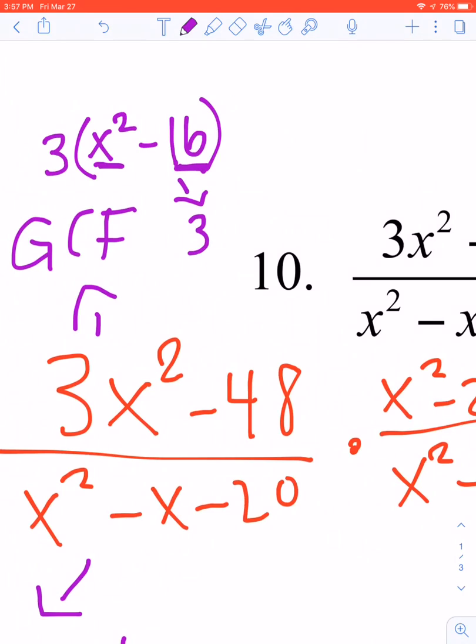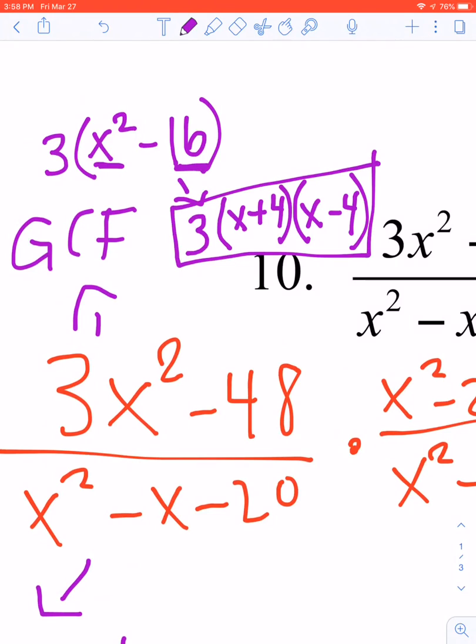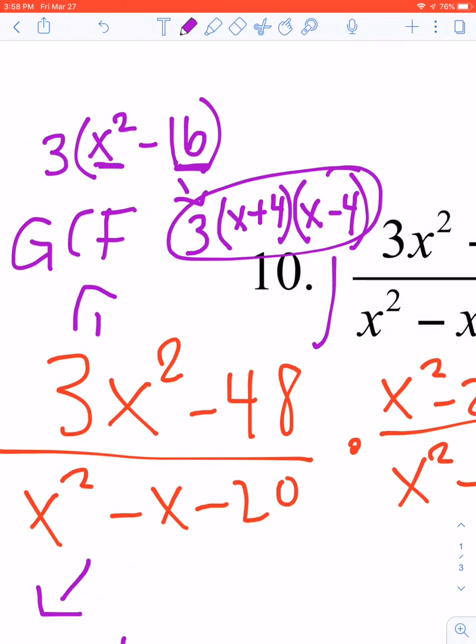So we have our 3 out here, don't forget our 3, and we have something that we can break this up into. X squared, the square root of x squared is x, and we need an x plus something and an x minus something, and it is going to be the square root of 16, which is 4. Okay, so make sure you remember to do that. Even though 3 times x squared minus 16 looked simplified, this is the most simplified so that we can start crossing stuff out. I'm going to put a circle around it because that is our top, that is what's going to go right here on the top of this fraction in just a second, okay?